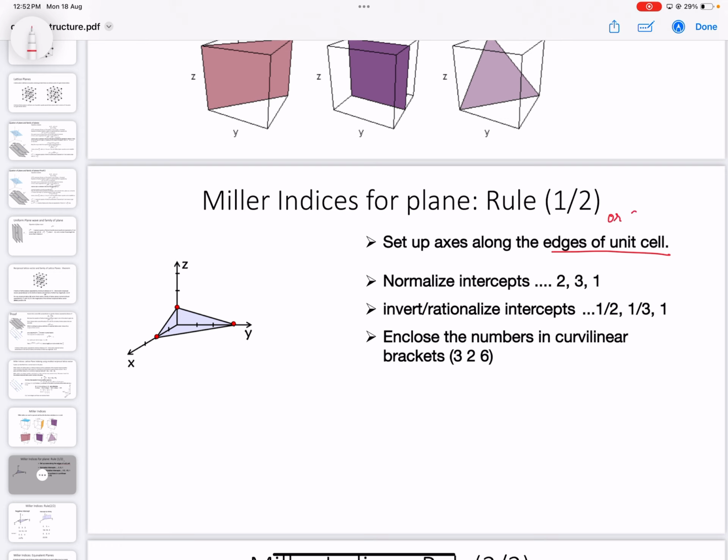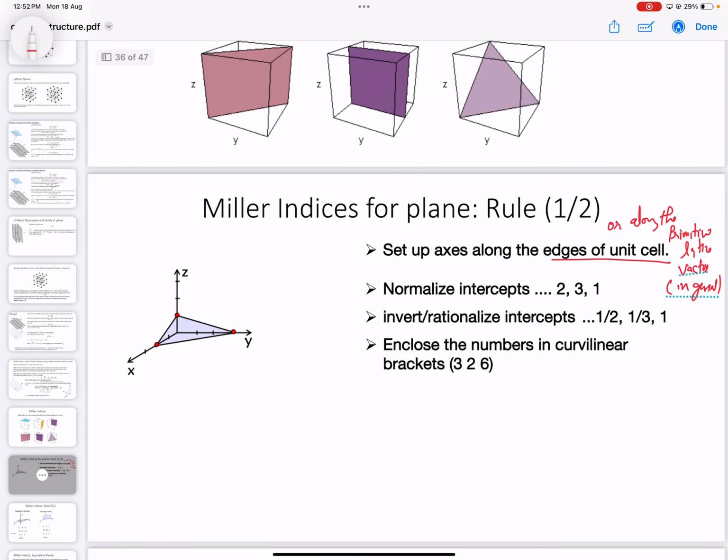Or the lattice vector in general. Here, if you see in the procedure, I have just said a unit cell. This is true for cube only. But let's say you are a hexagonal system. Then you have to set up an axis along this primitive lattice vector. You take a primitive lattice vector, set up an axis, and then you find the intercept where the things got intercepted, right?